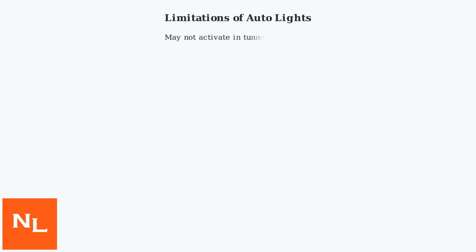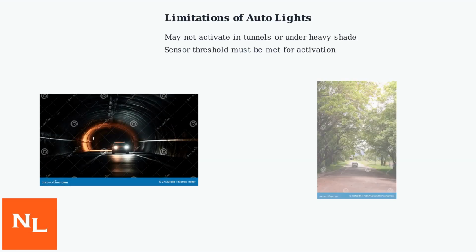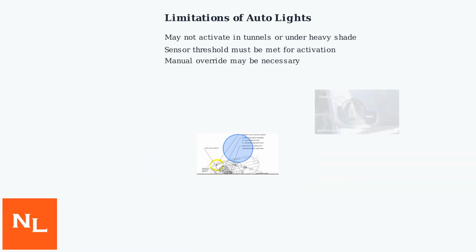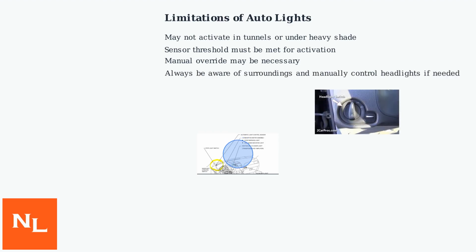Keep in mind that auto lights have limitations. They might not activate in situations like short tunnels or under heavy shade if the light sensor threshold isn't met. In these cases, manual override might be necessary. Always be aware of your surroundings and manually control your headlights if needed to ensure optimal visibility.